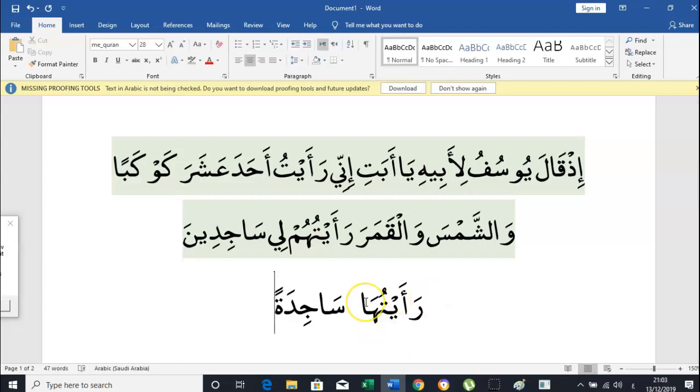Okay, so it's talking about what? It's talking about the sun, the moon, and the stars. Yusuf comes down. He's woken up. He's scared. He runs to his father Yaqub alayhi salam, and he says, I saw 11 stars, the sun and the moon. They're doing sajda to me. So why is it right to whom? Is there a mistake in the Quran? No.